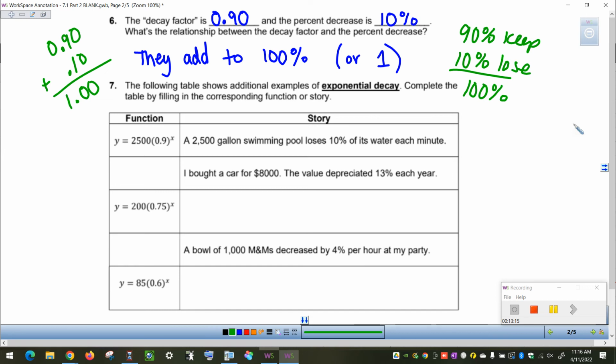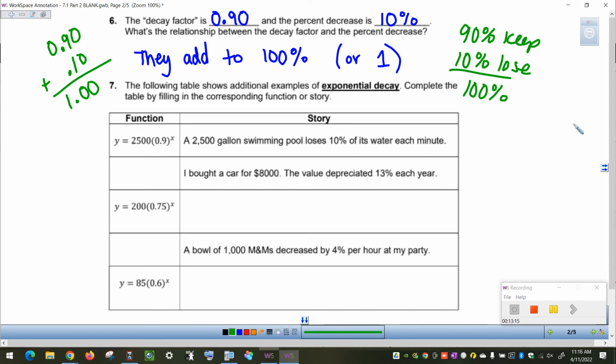And you can also go the other way around. So if you're looking at an equation and you're trying to write a story, well, the number in the equation is the percent that you're keeping. So let's subtract that from 100 to see the percent that you're losing. So I want to give you a few minutes here to work through the table that you see here for part 7. You're either going to be writing a function to match the story, or you're going to come up with a story for the given function.